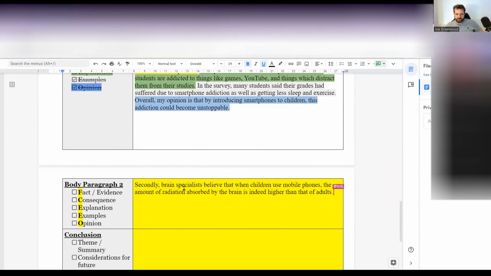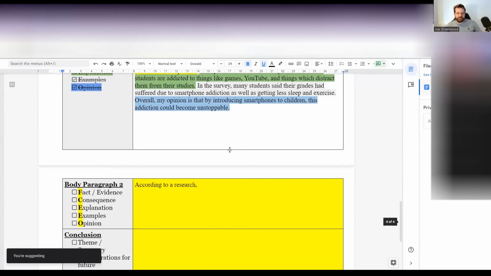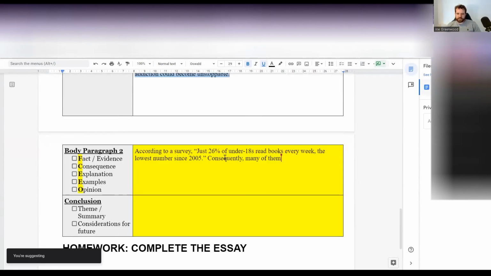Nice. Okay, brain specialists believe that when children use mobile phones, the amount of radiation absorbed by their brain is higher. Whoa, what a great statistic from Venus. That's a great one. I'm glad you didn't use my fact. You don't have to use my fact. You can use any fact, right? I gave an example, but you can change this. Remember that.